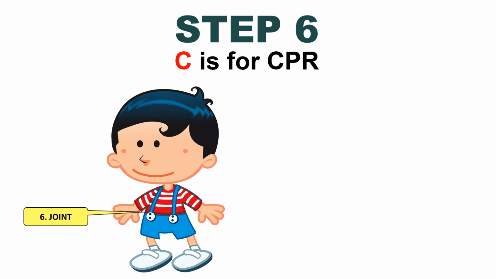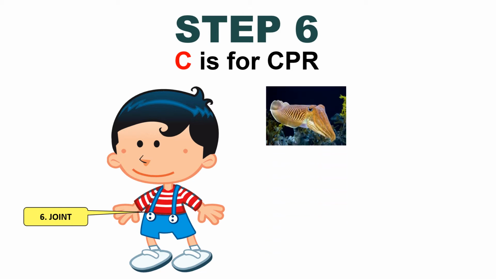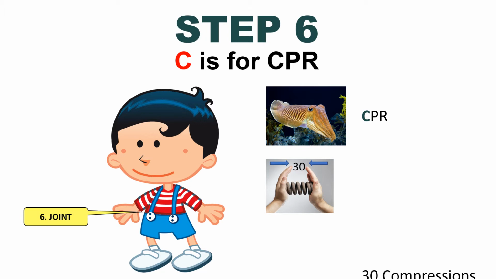Step 6. C is for CPR. Pointing to your hip joint, say 6 joint. Can you remember the image? It was the image of CPR, a cuttlefish. What else is there? That's right, the spring. The spring represents the number of compressions you do when performing CPR. 30 compressions. After the 30 compressions, we perform 2 rescue breaths.